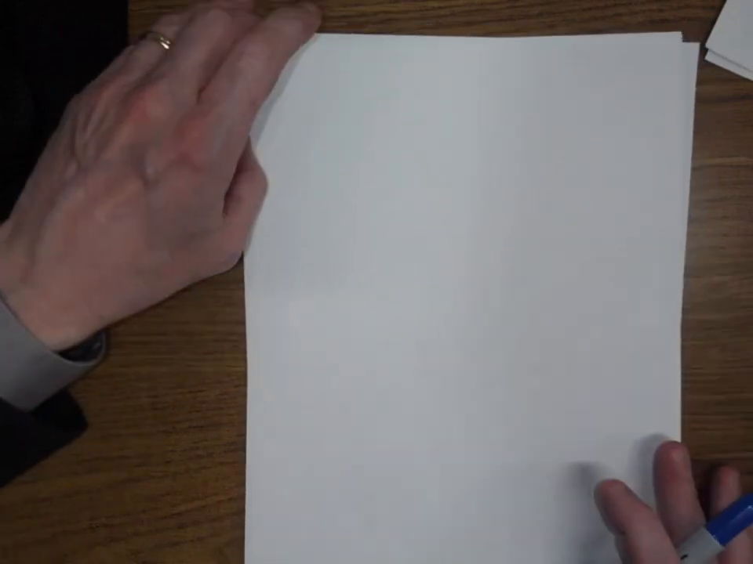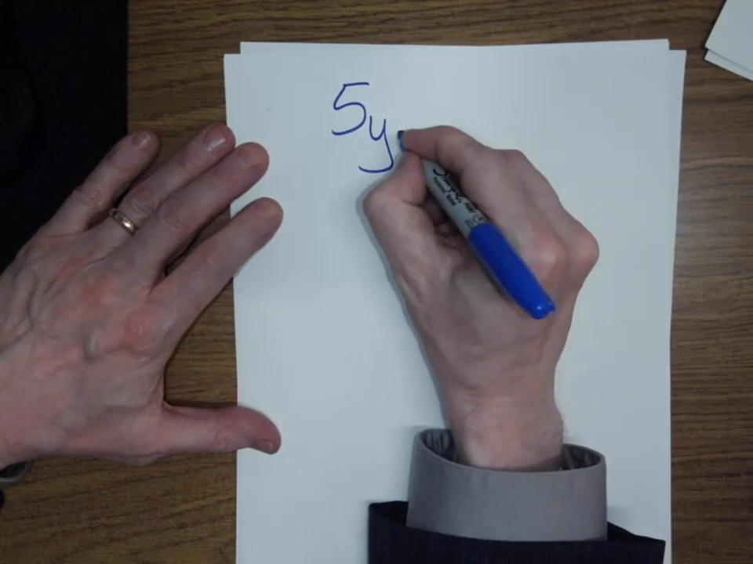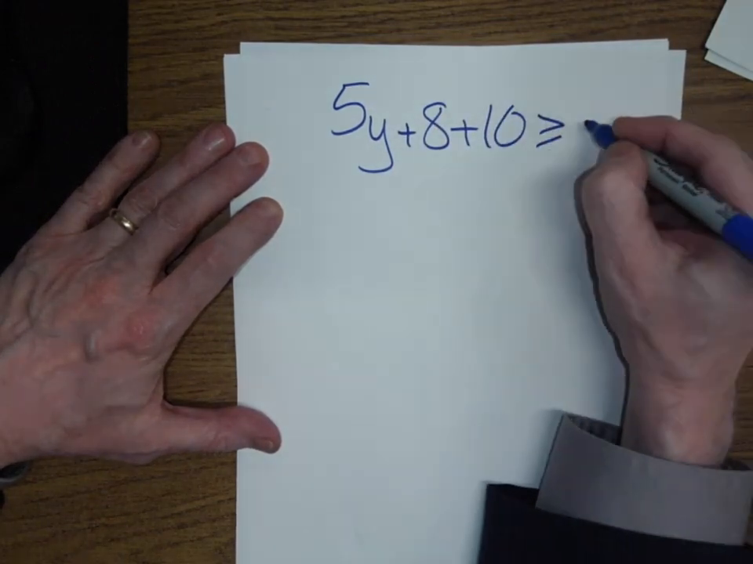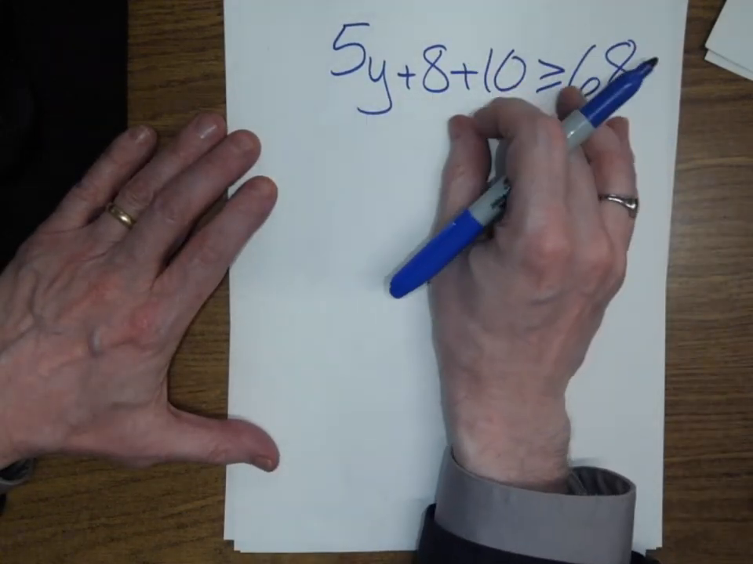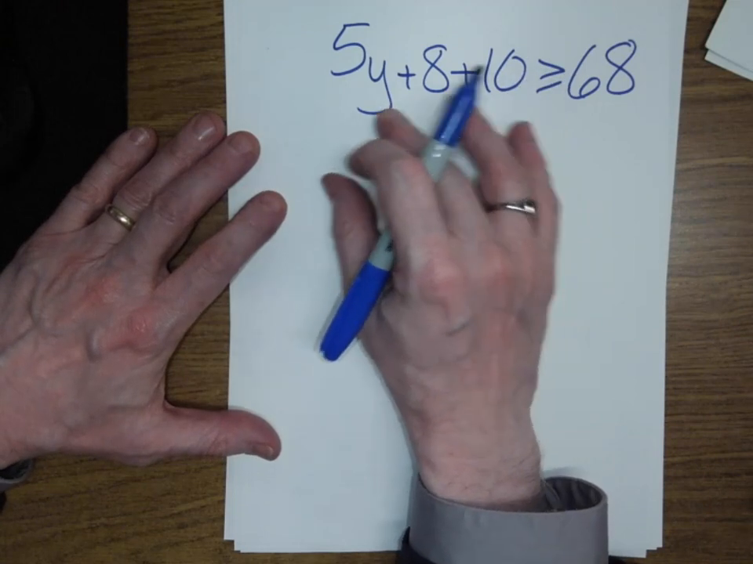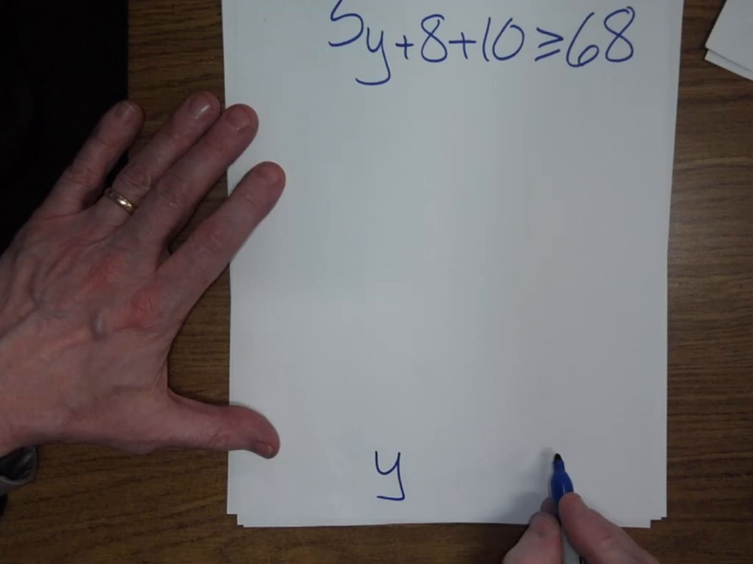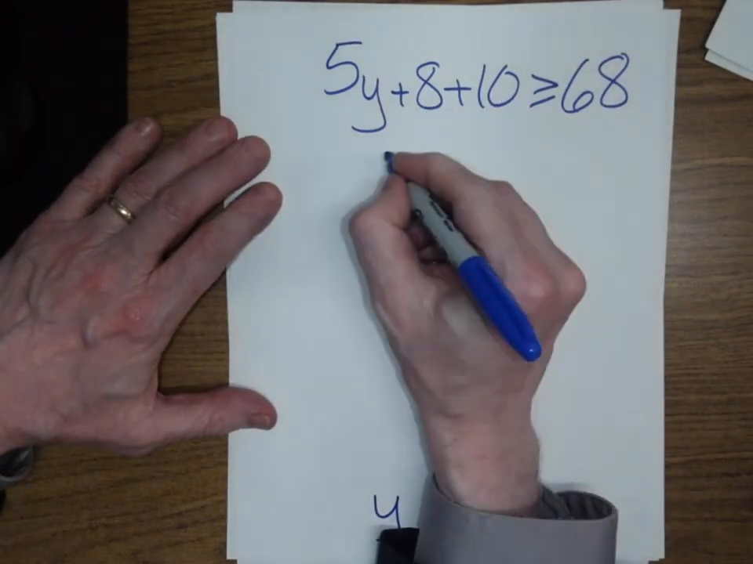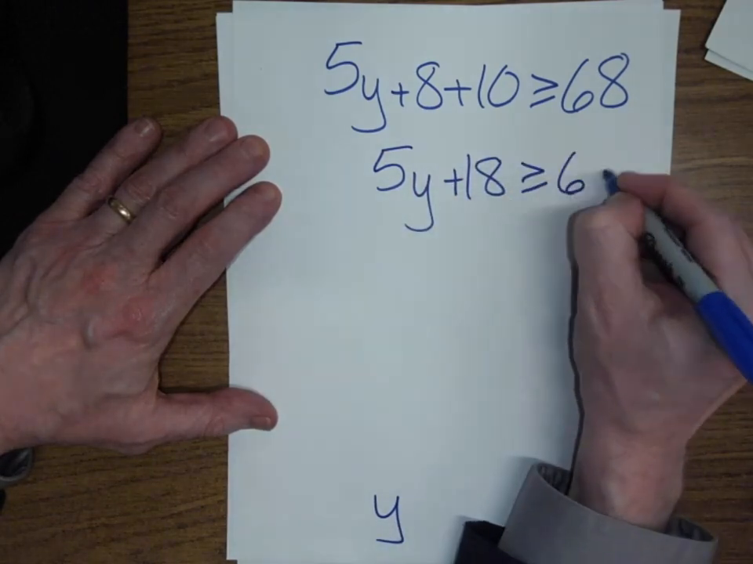Let's do another example of a multi-step inequality. So I've got 5y, maybe plus 8, plus 10 is greater than or equal to 68. Again, the end result, we're trying to move all the numbers, combine like terms, do any operations we can, get a final answer of y with the inequality and a number. So I can see the like terms, so I combine those. So 5y plus 18 is greater than or equal to 68.